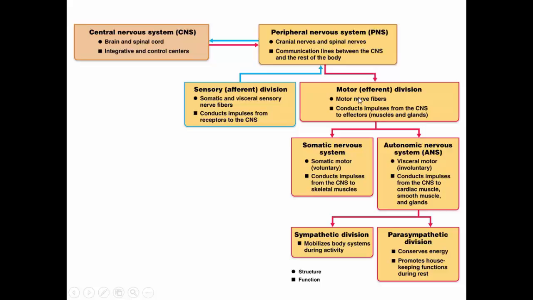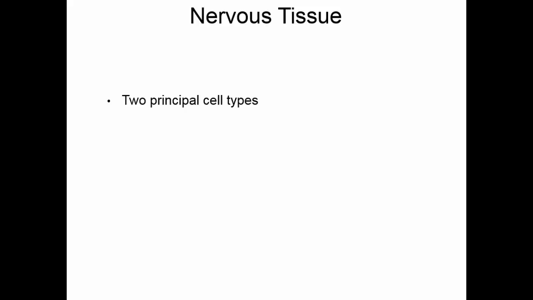On the motor side, the output side, the somatic nervous system takes care of voluntary activities. This would be our skeletal muscle. But the autonomic nervous system takes care of our internal unconscious kinds of activities. Peristalsis, heart rate, breathing, things like that. The autonomic nervous system is divided further into the sympathetic system. This is going to mobilize body systems in emergency settings, or the parasympathetic nervous system, sometimes referred to as our housekeeping system.